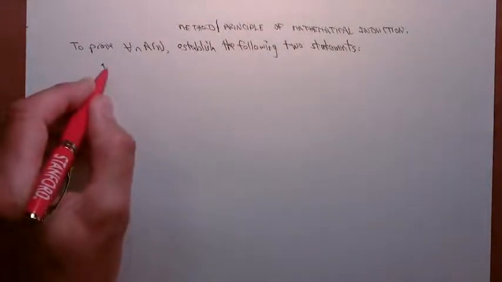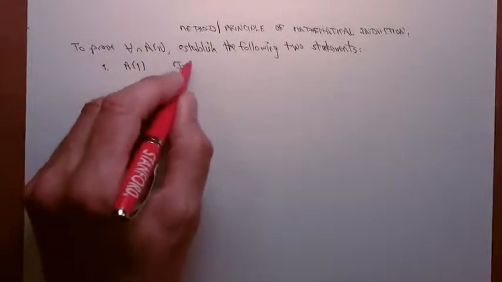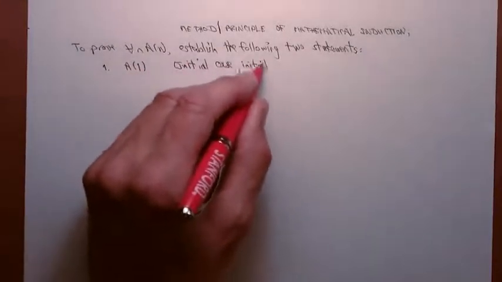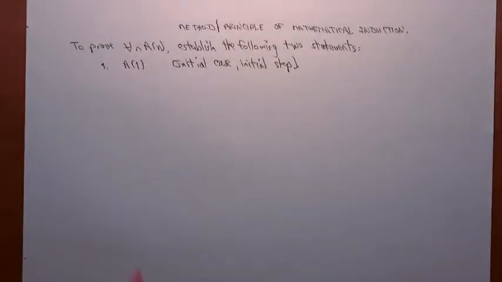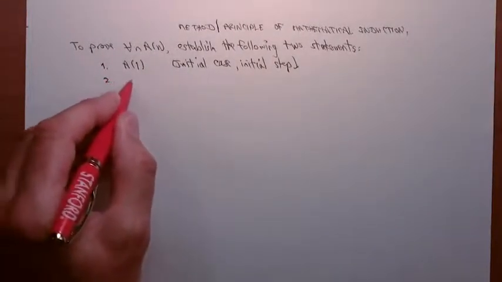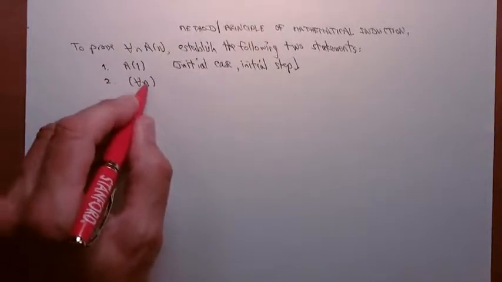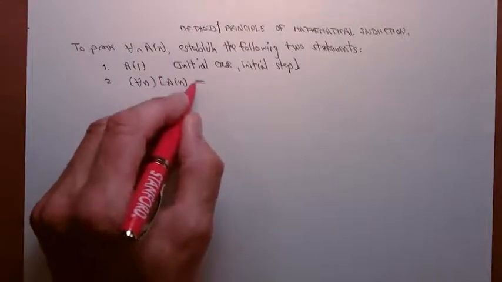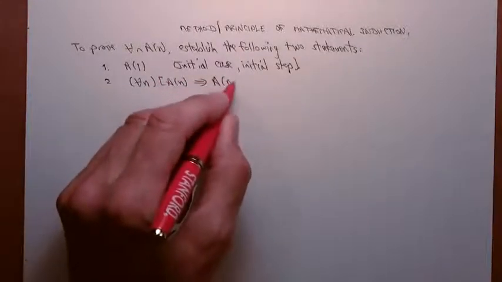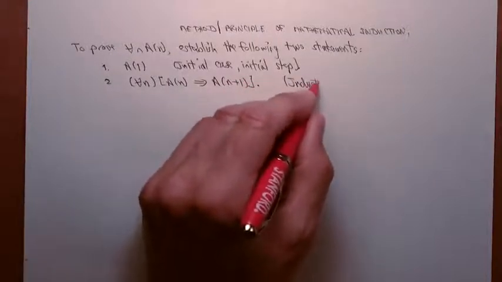1, A of 1. That's known as the initial case, or the initial step. 2, prove the following statement. For all natural numbers n, if A of n is true, then A of n plus 1 is true. That's known as the induction step.